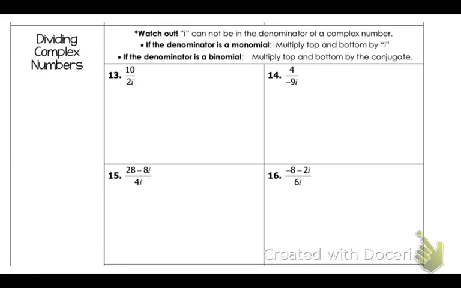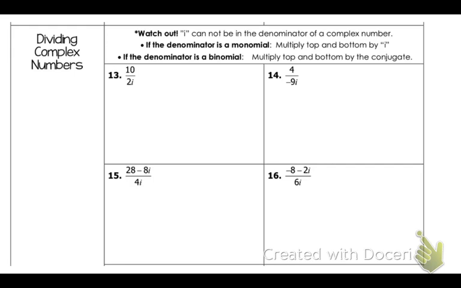Alright, so now dividing complex numbers. Whenever you have an i, that can never be on the denominator. The denominator means down. It's at the bottom. So if the denominator is a monomial, meaning 1 term, you're going to multiply the top and bottom by i. If the denominator is a binomial, meaning 2 terms, you're going to multiply the bottom and top by the conjugate.